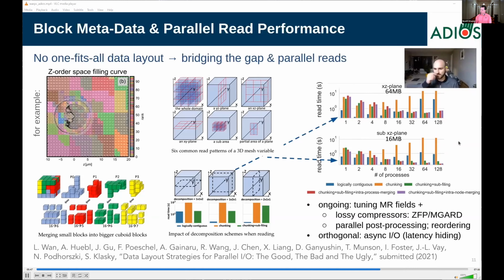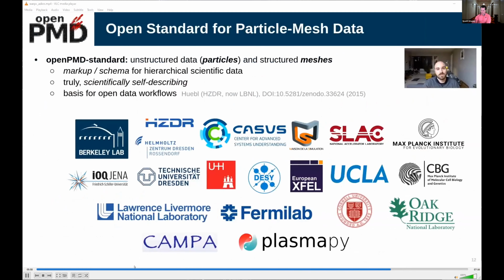This is one step of the many things that we're exploring with ADIOS. We are going further in tuning MR fields, and we're looking into pipelines and data reduction, but this is something for a different topic. We're sharing our results by standardizing our domain-specific needs in an open standard for particle mesh data, which is a schema that can be implemented in ADIOS 2. And as you can see here in this long list of partners in the so-called openPMD project, we have strong national and international partners that make use of that and can thus also tap into the achievements that they get from ADIOS.